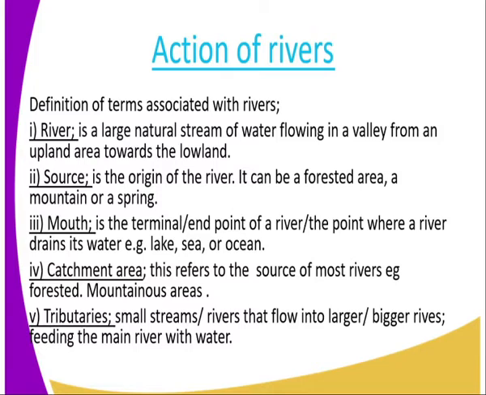Now, what is the source? That is also another term that we want to define. A source is the origin of the river, where it is originating from, where this natural stream is coming from. It can be a forested area, a mountain, or a spring. So we can have the source in forested areas. We can also have it coming from the mountain when the ice melts. It can also come from a spring.